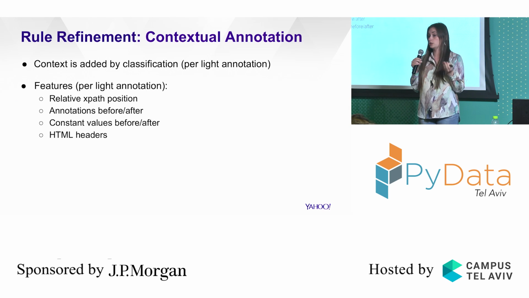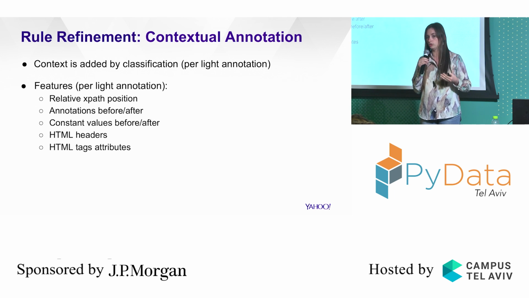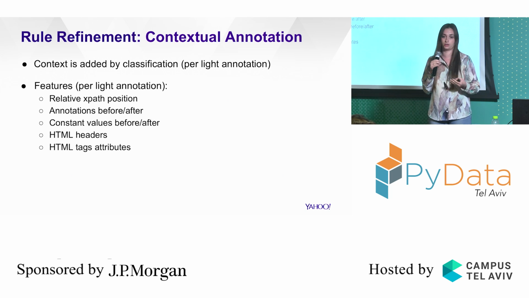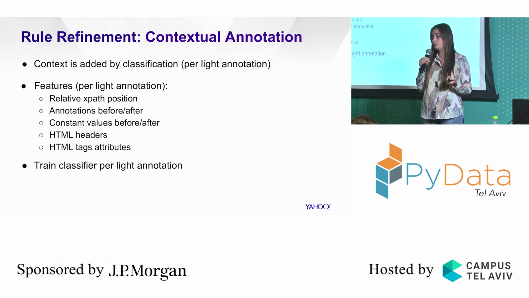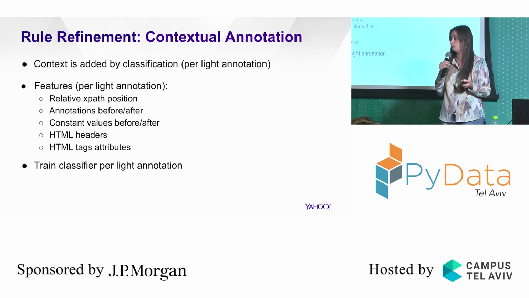Also, annotations before and after. If currently I never saw a date before, the current date cannot be date arrive, because you need to see the date depart before the date arrives. So it's one of the features: what annotations you saw before, what annotations you saw after the current light annotation. The constant values and the HTML headers all contain indicating words like departs, arriving, and so on. So we trained our classifier, and for each light annotation we are able to replace it.